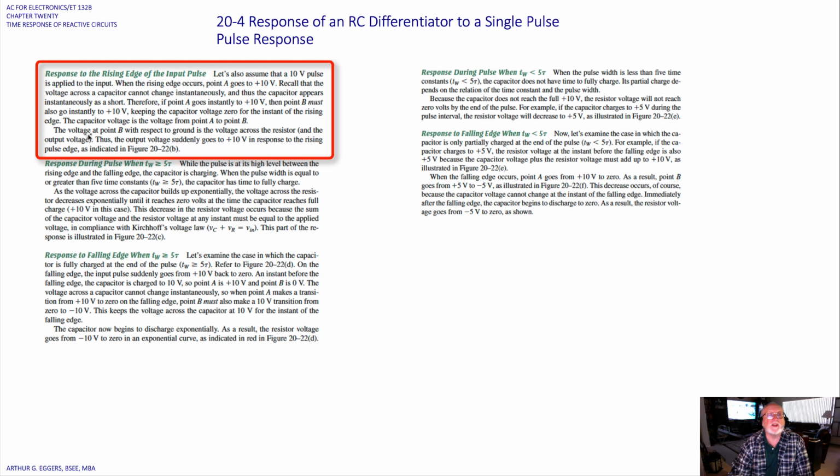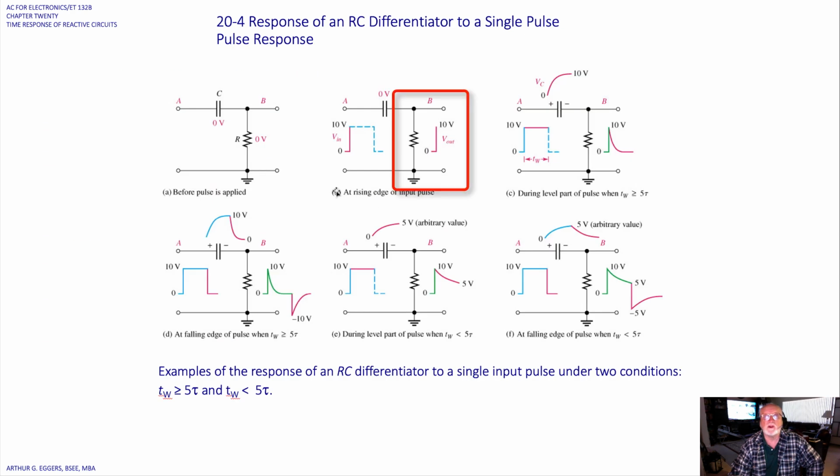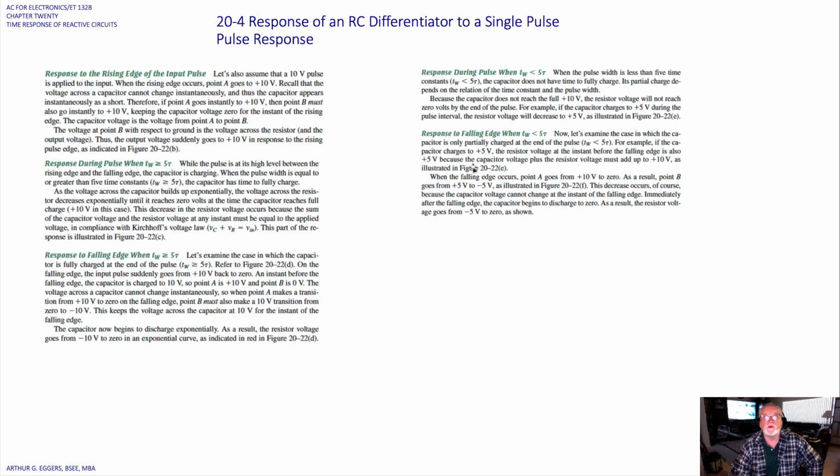The voltage then at point B with respect to ground is the voltage across the resistor and the output voltage. Thus, the output voltage suddenly goes to 10 volts in response to the rising pulse edge, as indicated in B. So here we are in B. It goes from 0 to 10 volts.